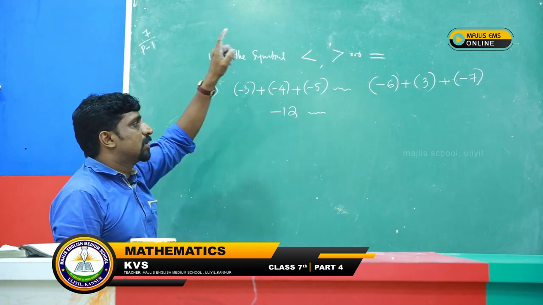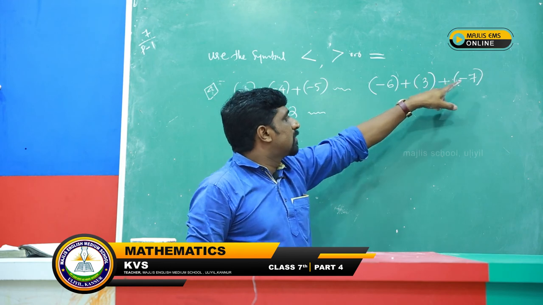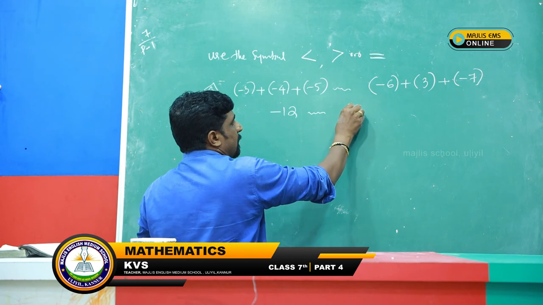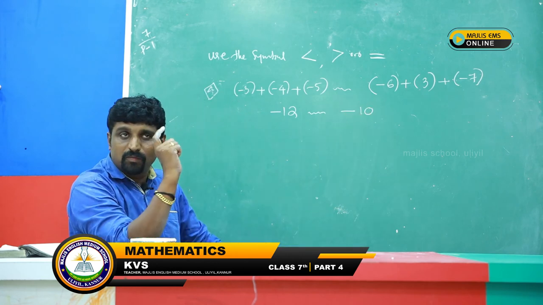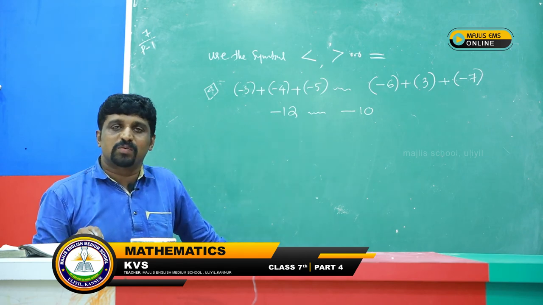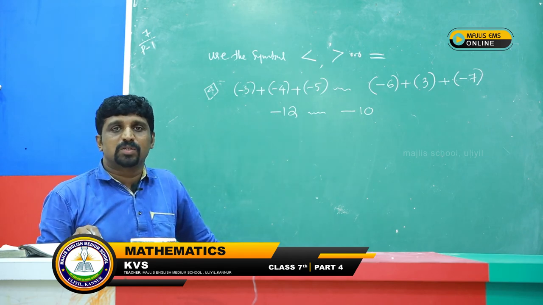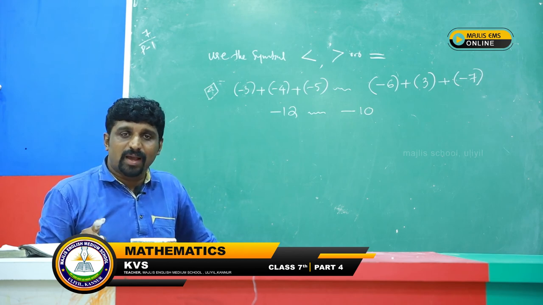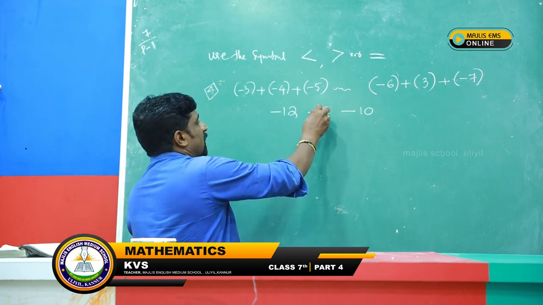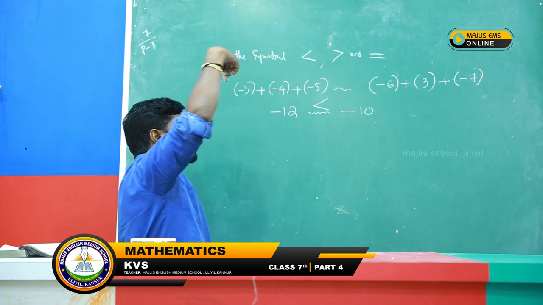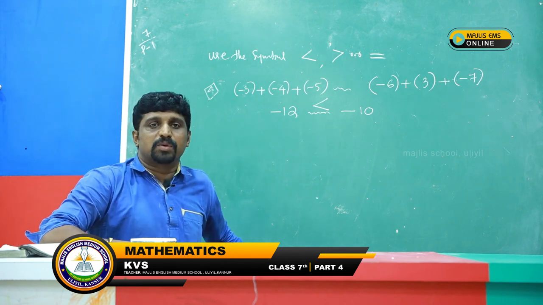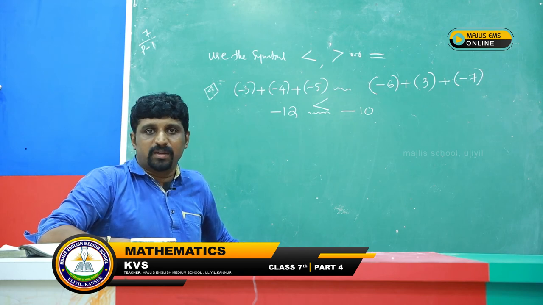Then minus 6 plus 3 is minus 3. Minus 3 plus minus 7, that is minus 10. Then minus 12 and minus 10. Which one is greater or which one is smaller here? When comparing 12 and 10, 12 is greater. But for negatives, just take the reverse. Therefore, minus 12 is less than minus 10. You got the answer like that. Okay.